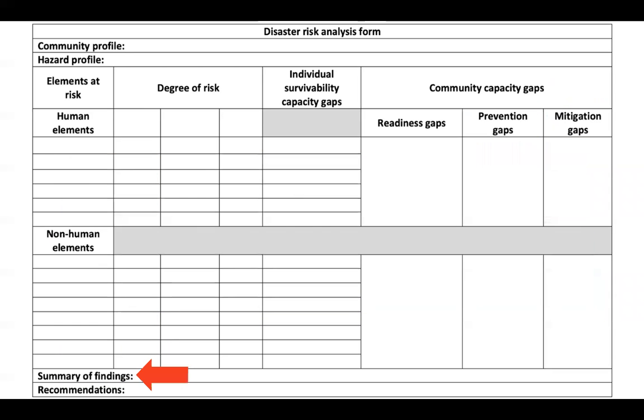At the bottom of the form, there is space to provide a summary of our findings once we've filled out the rest of the form, and a space for recommendations to identify any action items that become clear as we identify capacity gaps. So now let's jump into how to actually fill out this form.